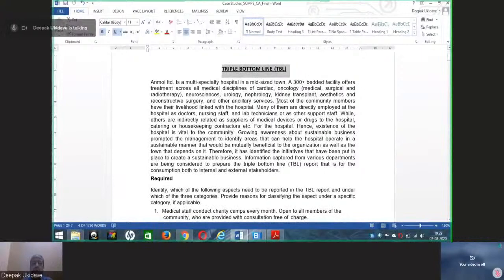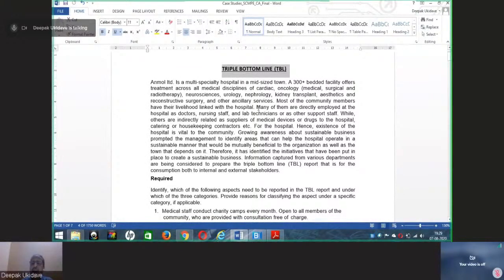Most of the community members have their livelihood linked with the hospital. Right? Again, this line is redundant as far as the case study or the topic is concerned. But anyway, we have to go through, read, and have that patience in reading the case.